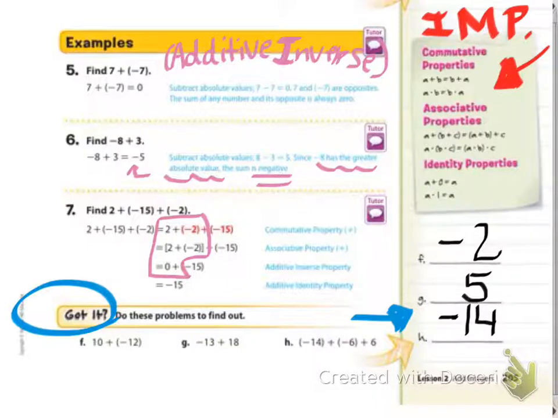With H, you have three numbers. Look at the combination of numbers and get rid of the zero pair first. The -6 plus +6. They're opposites. They cancel out and equal 0. So you're left with an answer of -14.